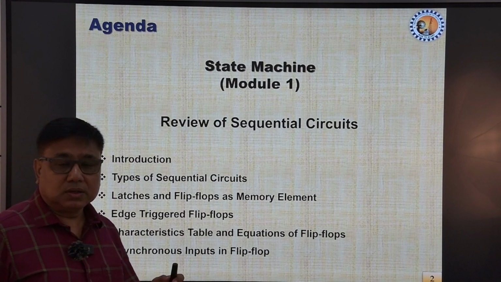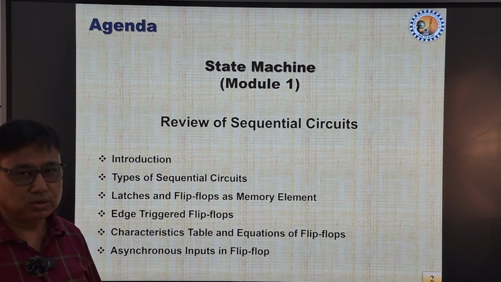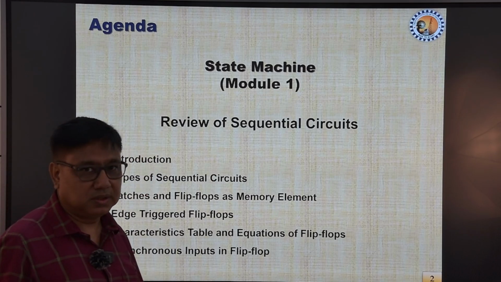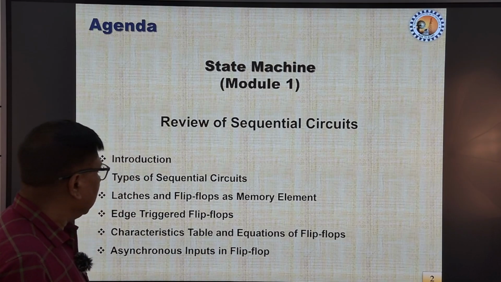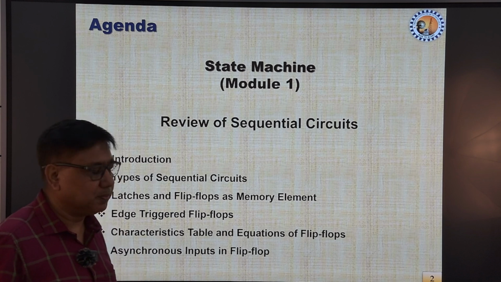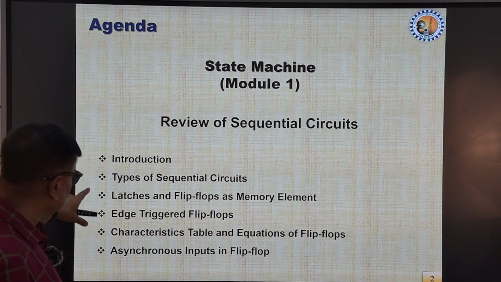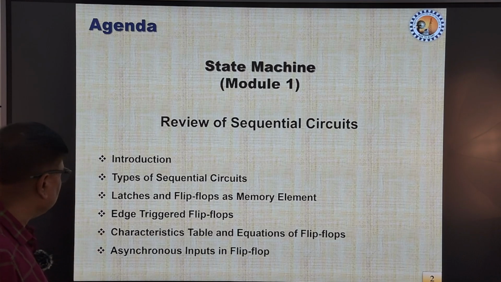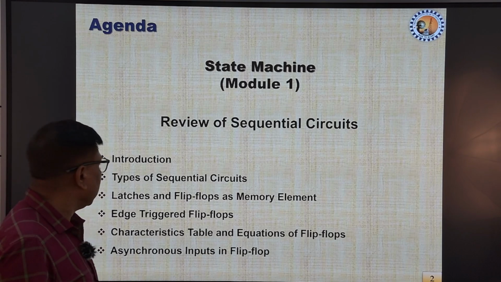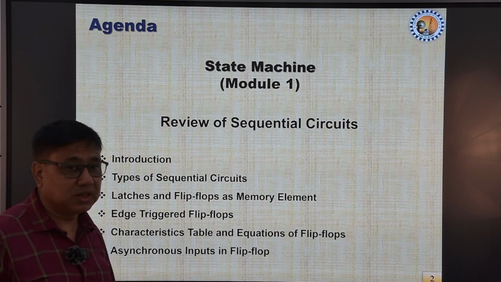Like other course contents, this particular subject is also divided into 4 modules, and in module 1 we have state machine. The name of the module is state machine, and the module starts with review of sequential circuits. So when we review the sequential circuit, we come across these topics. Initially, we will talk about the introductory part of it. Thereafter, we will explore what are the different types of sequential circuit.